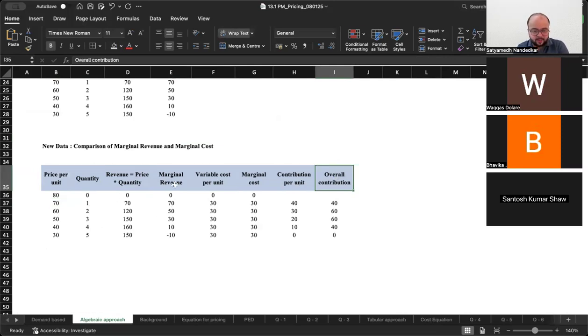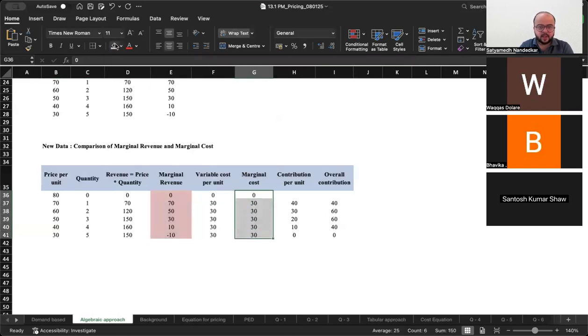Look at these two columns right now: marginal revenue and marginal cost. Observe these two columns. Marginal revenue 70, marginal cost 30. Overall contribution is only 40. Marginal revenue 50, marginal cost 30. Overall contribution of 60. Marginal revenue 30, marginal cost also 30. The contribution steadies itself at 60. And after this, there comes a decline.